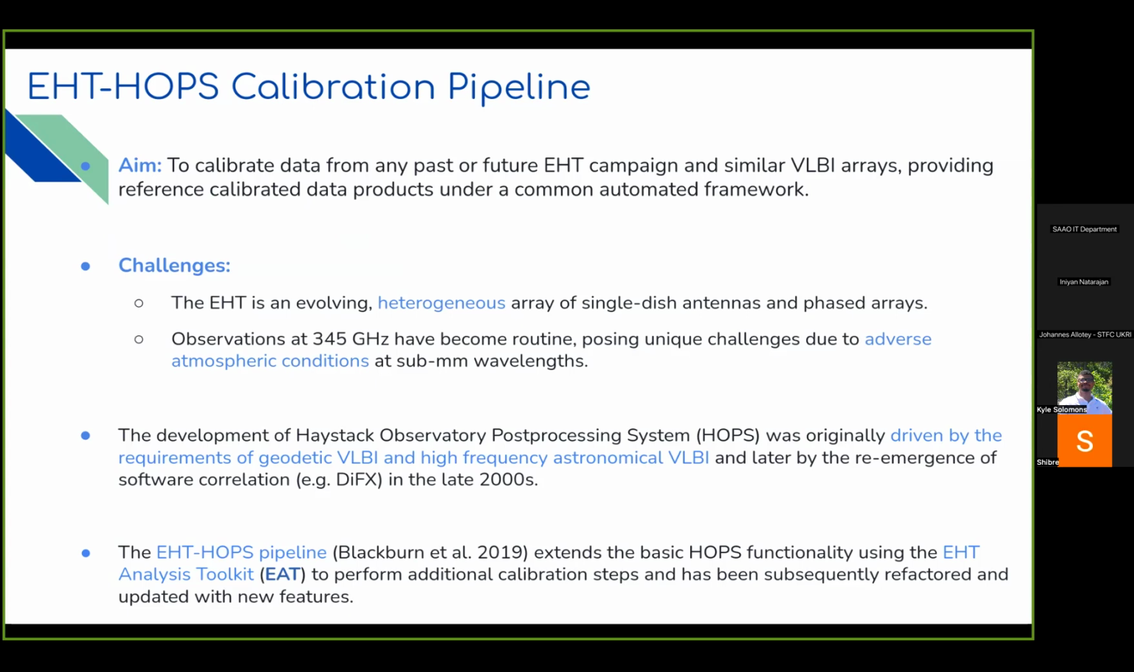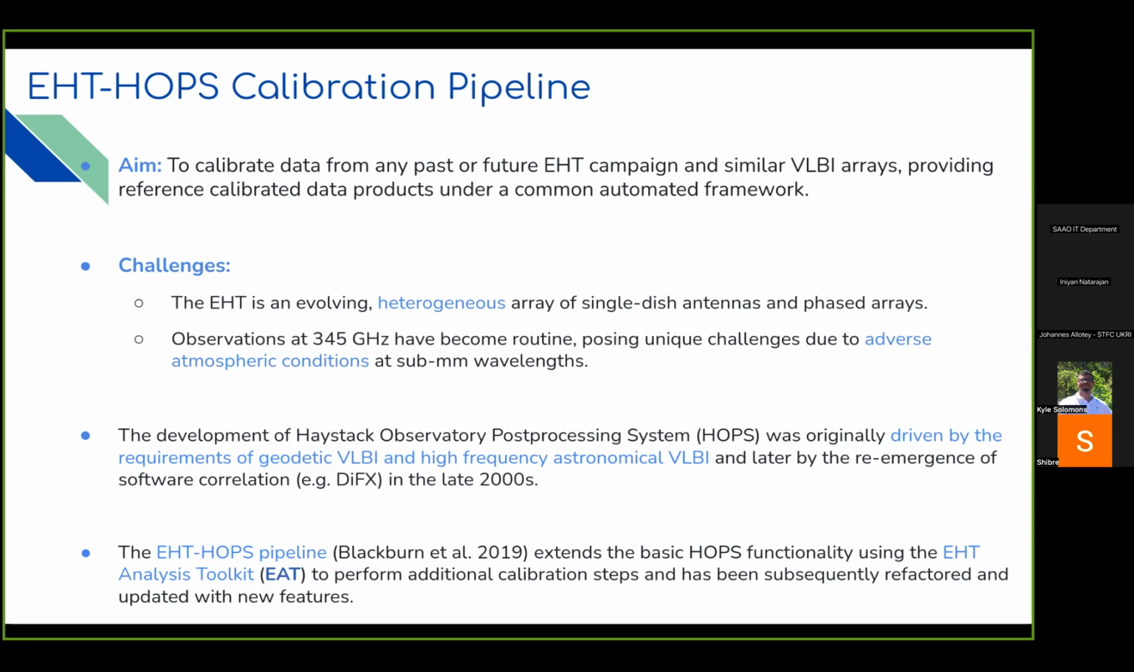So we've been working on this pipeline. It was originally published in 2019 to extend the basic HOPS functionality using an additional Python library called the EHT Analysis Toolkit, or the EAT library, to perform certain additional calibration steps that were not needed for geodesy and were not originally present in the HOPS program.